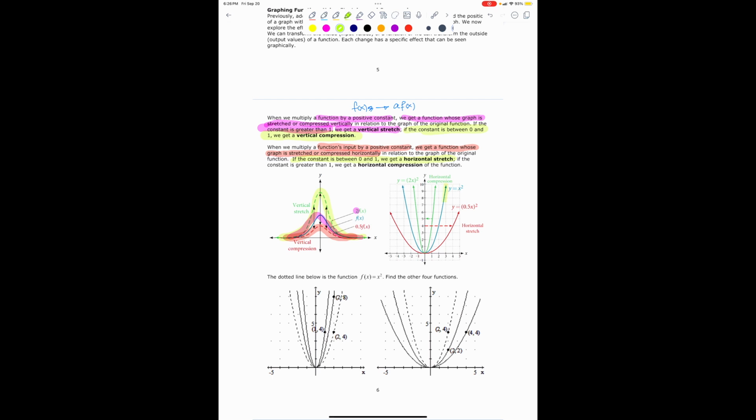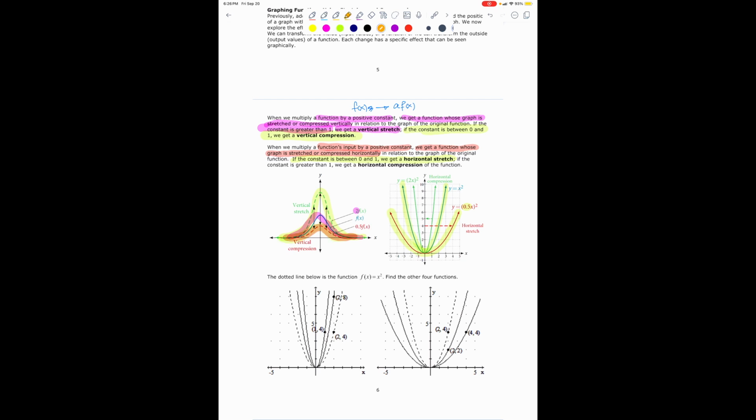Here the blue one is the original graph. And if you multiply the x value, or the input of the function, with a number that is between 0 and 1, positive, of course, so a fraction between 0 and 1, you're going to have a horizontal stretch. So here is the horizontal stretch. Again, a horizontal stretch is almost equivalent to a vertical compression. It's almost the same as this compression right here.